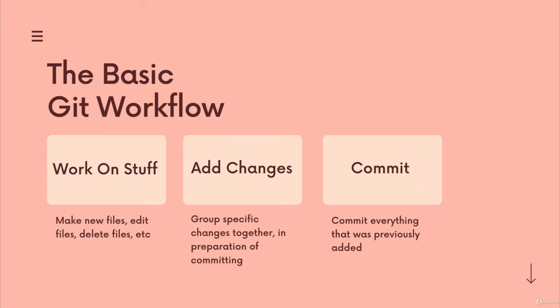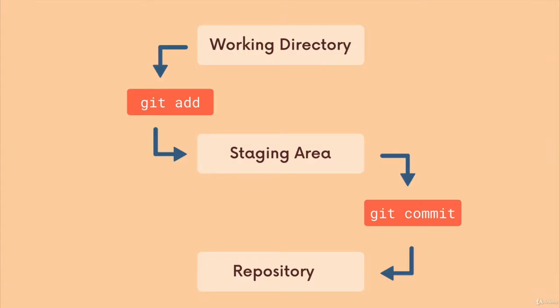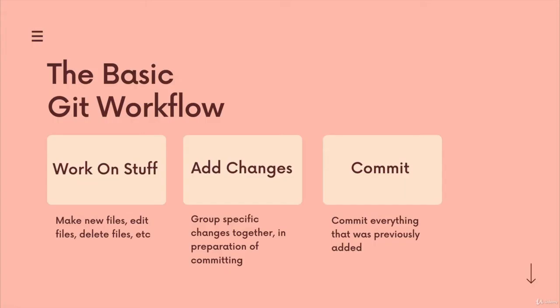So once we've done some work, we've actually made changes, we then call those changes out using the git add command to stage them for a commit, and then we can make a commit. In this video, we're focusing on the first piece. Before we can do anything with Git, we need to make some changes. We need to do that first part, work on stuff.